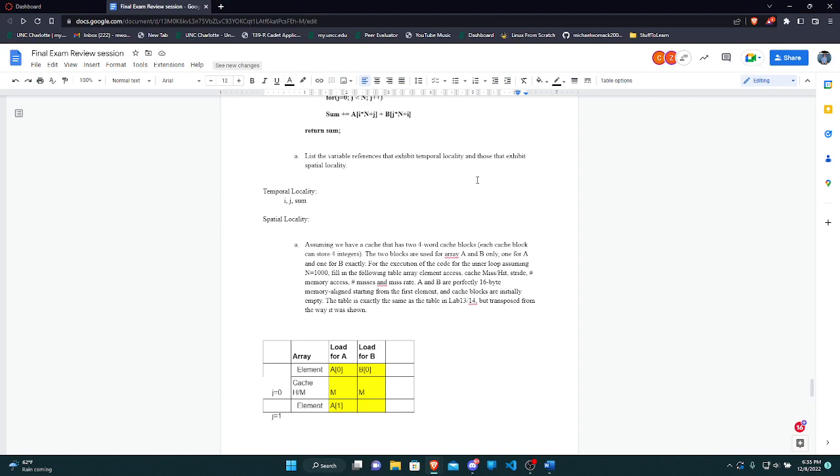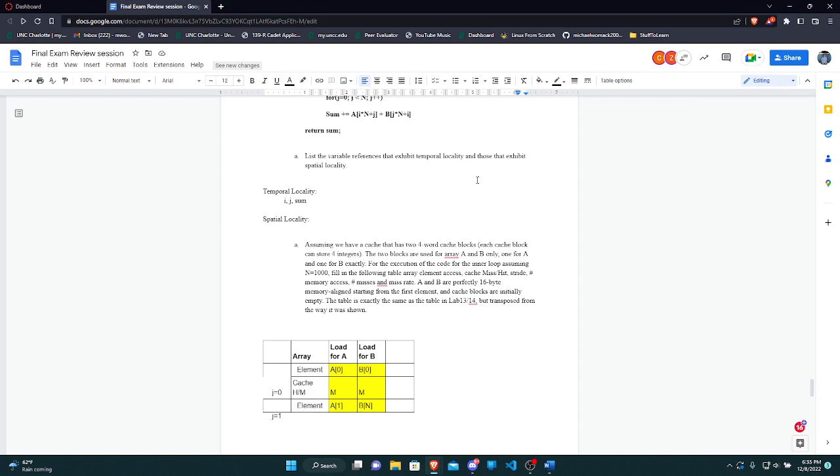But for B, J is being incremented by 1 and then being multiplied by N. So with the stride, it's going to have a stride of N. So we're going to have B of J multiplied by N. And because we've multiplied it by N, all those things we've loaded into the cache block, we've basically just gone over all of them, and we need to reload B of N. And that's basically just going to be the pattern for this.